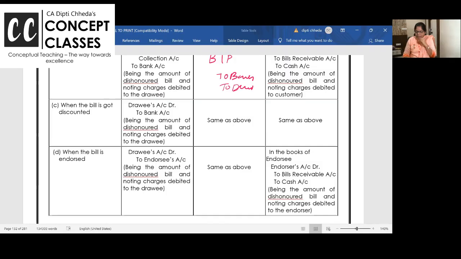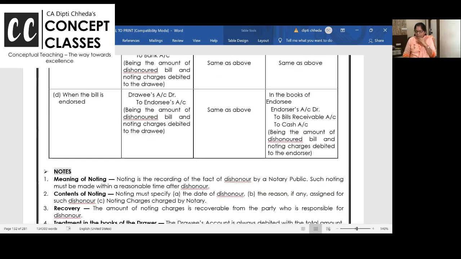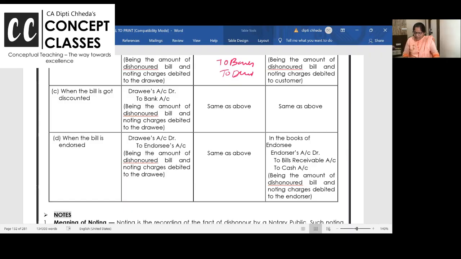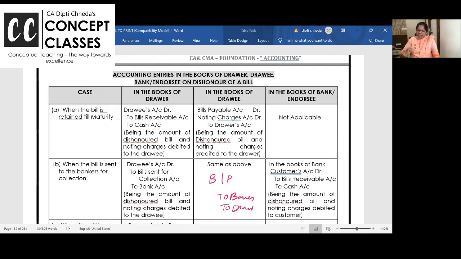Drawer's account is debited to bank if the bill is dishonored when it is discounted. Drawer's account is debited to endorsee when the bill is endorsed and dishonored. Drawer, you need to pay me something else. Endorsee, sorry, I debited you, then credited bills receivable. Now endorsee, I'll pay you something else. Okay? And everyone in the class, please take 5 minutes.